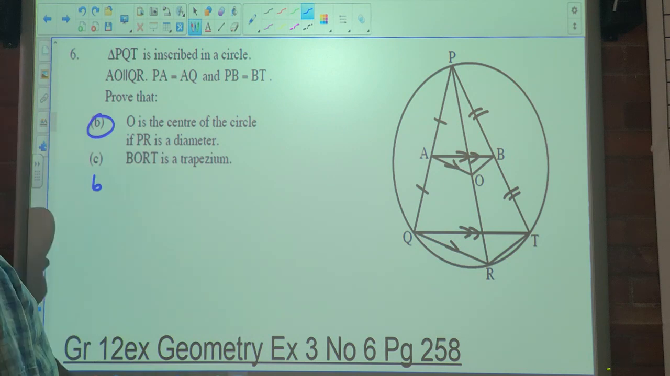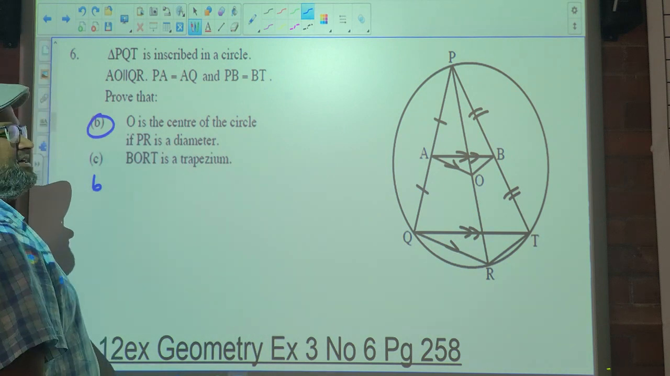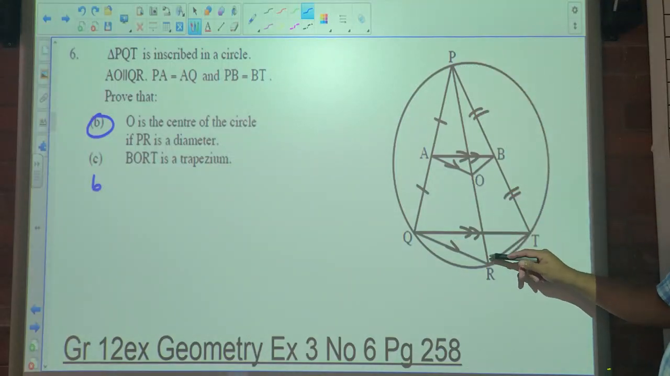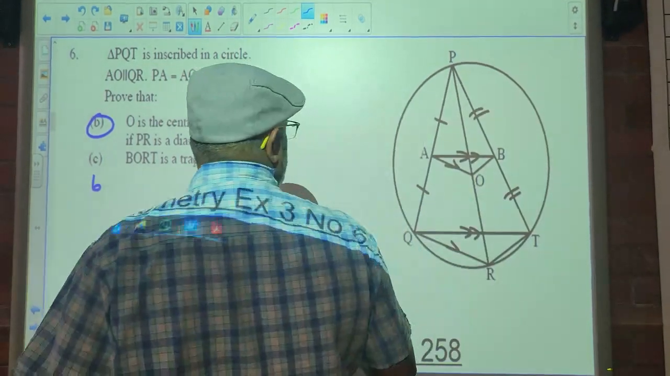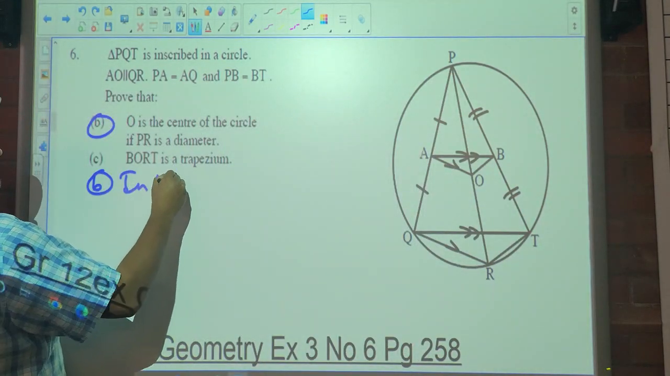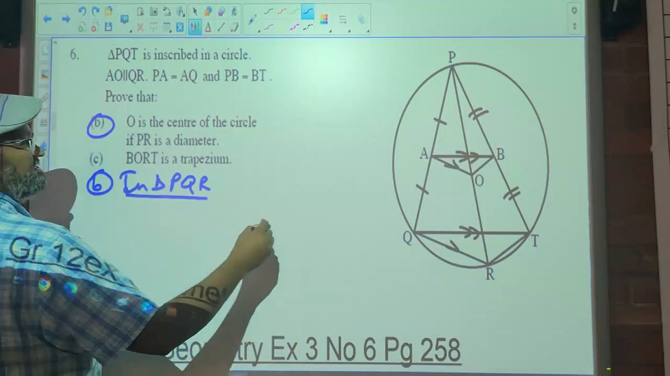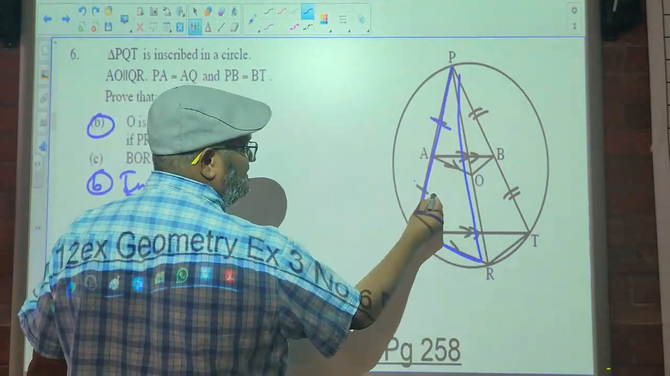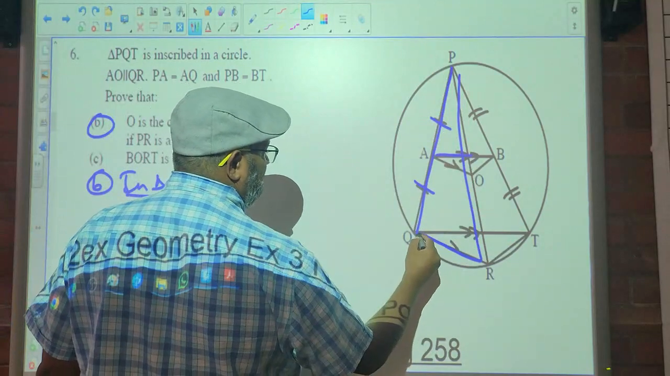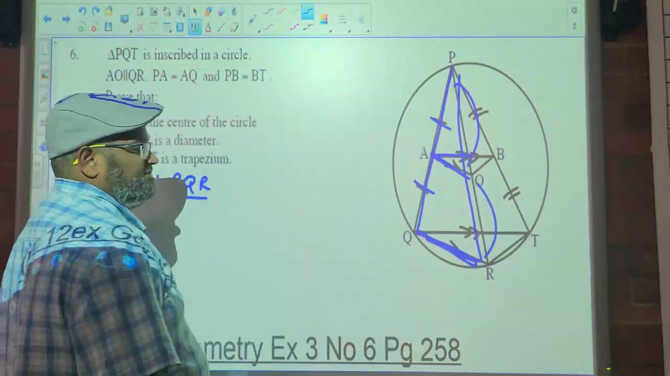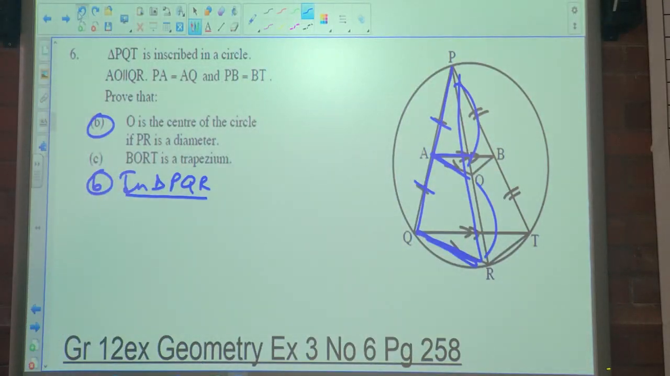If PR is the diameter, how do we prove this is the center, people? If we can prove that PO is equal to OR, then in this triangle PQR, what can we say? These lines are parallel, that one and that one, so that has to be equal. Why? Converse of midpoint theorem.